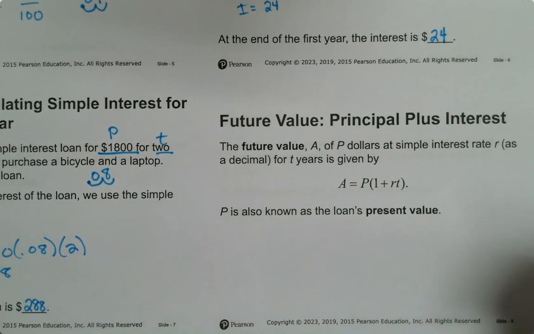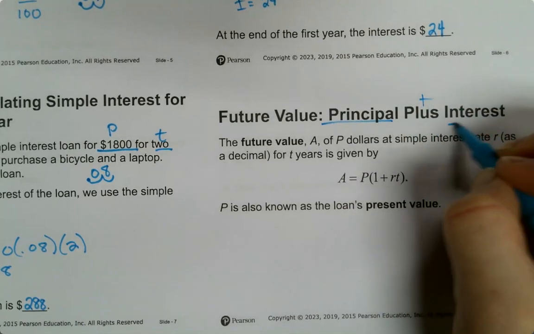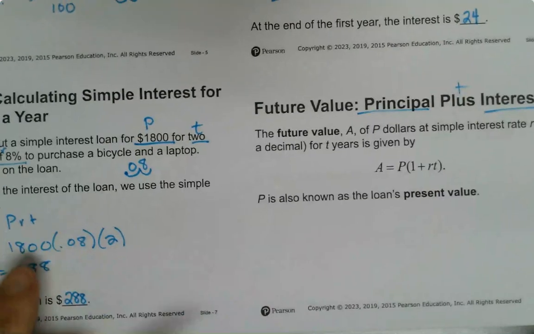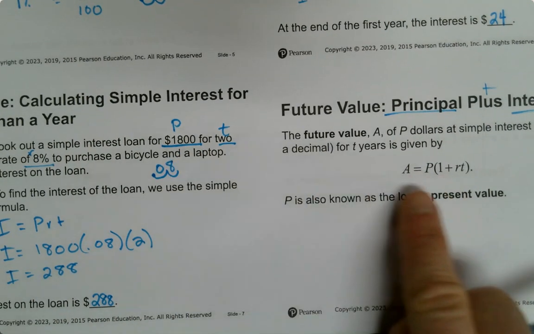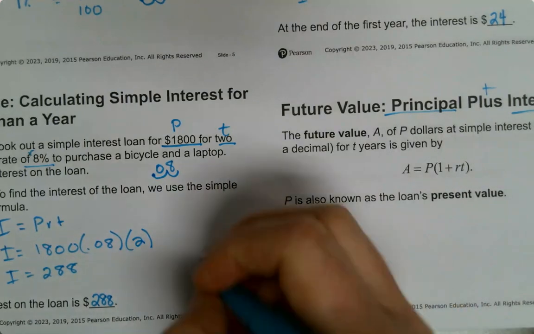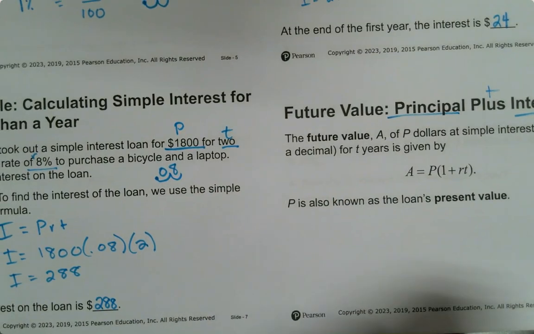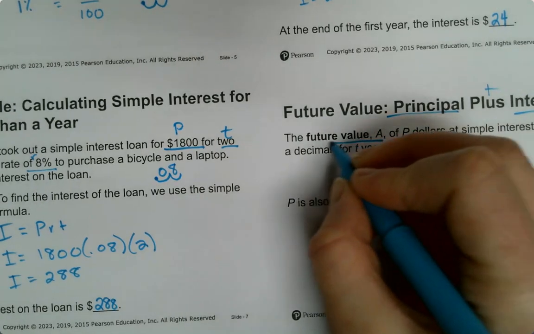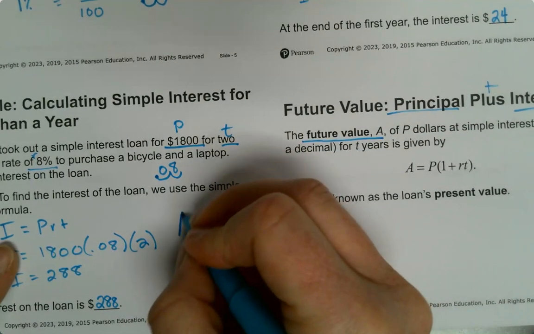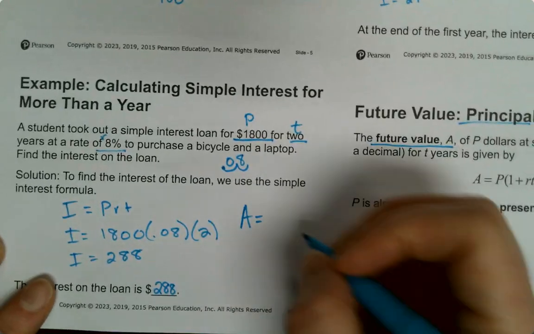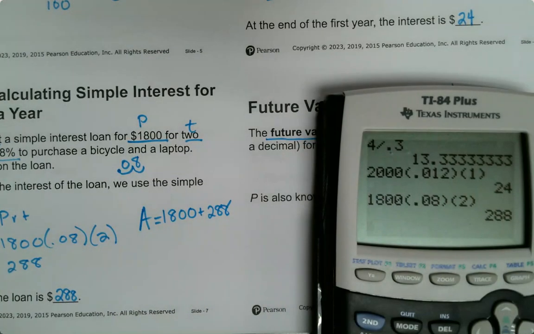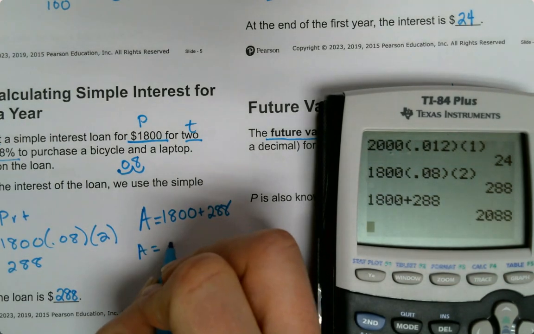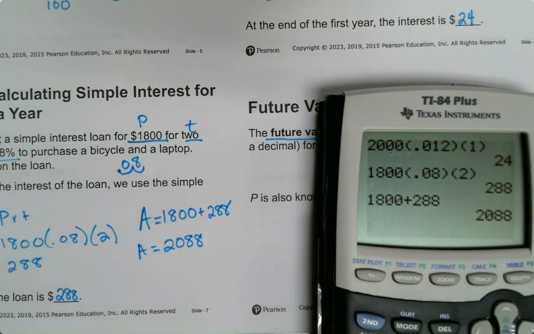Okay, future value. Future value means the principal plus the interest. So we could find the interest and then add it in, or we could use the formula. So let's say we want to find the future value. So A is your future value. So I'm going to do it on this one. Since I've already found the interest, I'm going to go ahead and just add these up, and then I'm going to use the formula to show you that they are the same. 1,800 plus 288. So future value, or the amount of money that will have to be paid back, is $2,088.